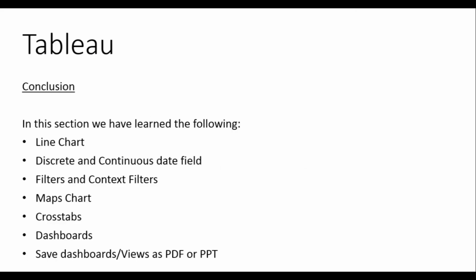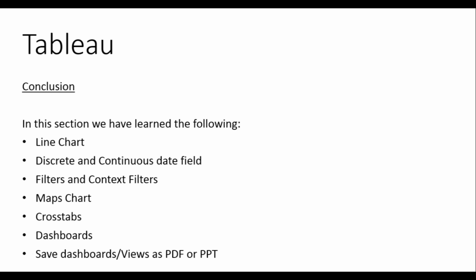Welcome all. First of all, congratulations to all of us that we have completed this section. In this section we have learned the following: line chart. We created the line chart to show sales over time, and also we learned discrete and continuous date fields. After that we learned filters, how to apply filters, and what the use of a context filter is, what the priority of the filters is, that a context filter always has higher priority, or is applied before the actual filters. And after that we saw how to create maps using the state field.